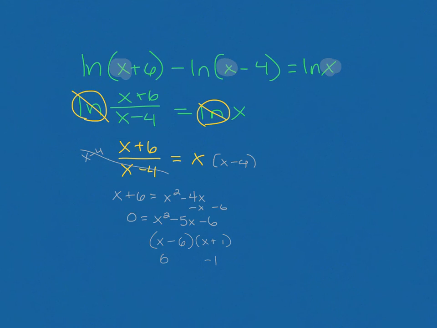So 6 would be 6 plus 6 is 12, that's fine. 6 minus 4 is positive 2, that's fine. 6 by itself, that's fine. So this one works. Plug in the negative 1, and negative 1 plus 6 is 5, that's fine. But negative 1 minus 4 is negative 5. As soon as you get to that one and it doesn't work, you can rule out the negative 1. So if it doesn't work on any of the logs at the beginning, you rule it out. It's not all of them, it's any single one of them.